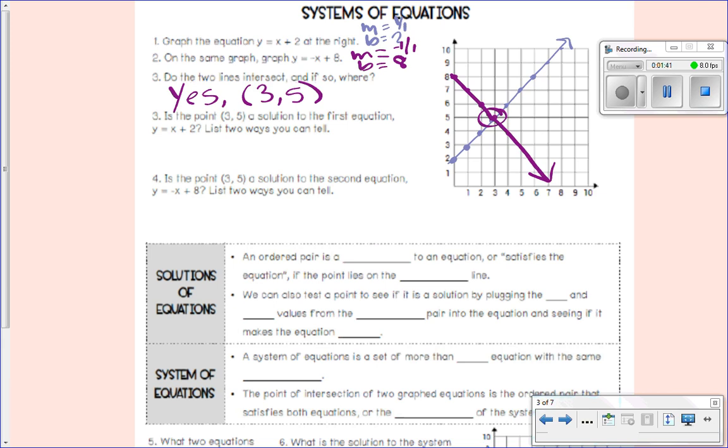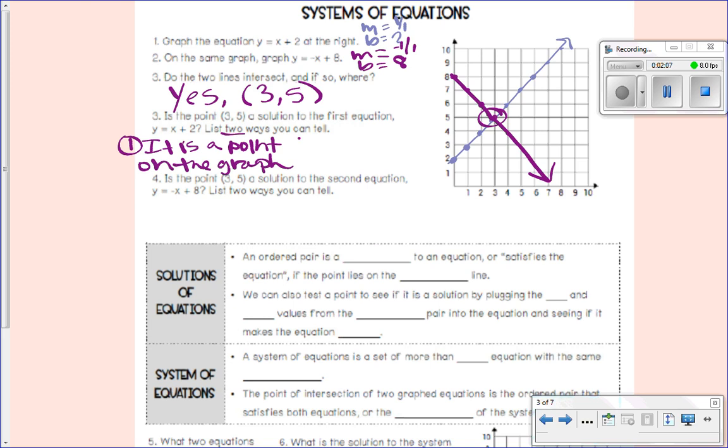Yes. And then we're going to list two ways. Okay. So the first way we can tell is it's a point on the graph, right? You can see it. It is a point on the graph. So the point (3, 5) is a solution to the first equation. It's a point in the graph.